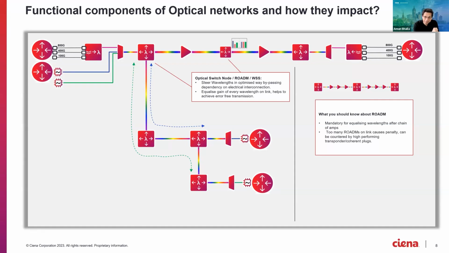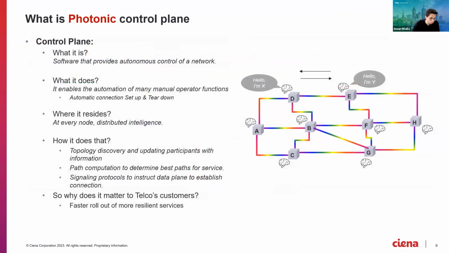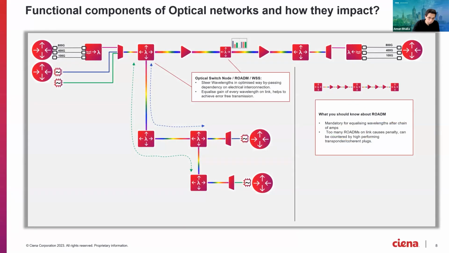But again, an important consideration is that too many ROADMs on a link can cause a penalty as well. It's almost like friction, the way optical signals lose power. Every single time the signal goes from one component to another, at a layer 0 level, it loses some power. So that's the reason too many ROADMs come into play. It can cause more penalty in your links, which can be countered by high-performing transponders or coherent plugs. So different considerations, and at the end of the day, it's completely a balancing act.